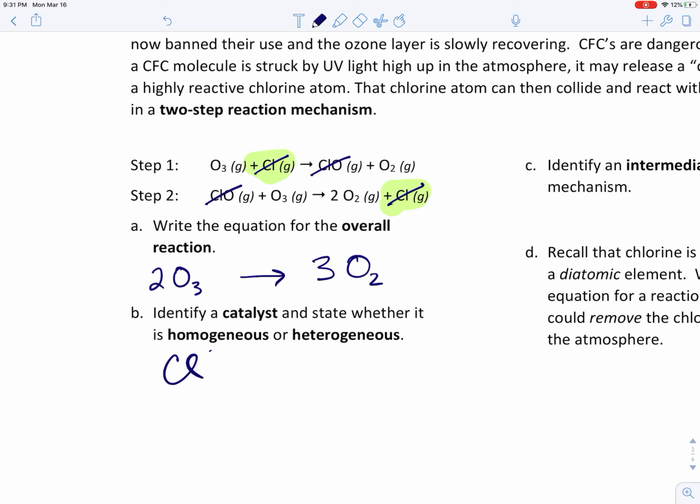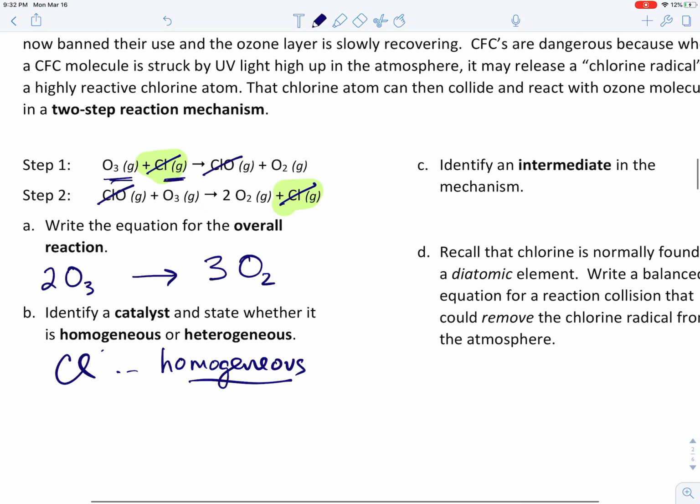Whether it was homogeneous or heterogeneous, we look at its phase. The Cl in step 1 was a gas, and it was reacting with ozone, which was also a gas. Because they had the same phases, this was a homogeneous catalyst. Notice we're just comparing the phase of the catalyst with the phase of the other reactants in that step.